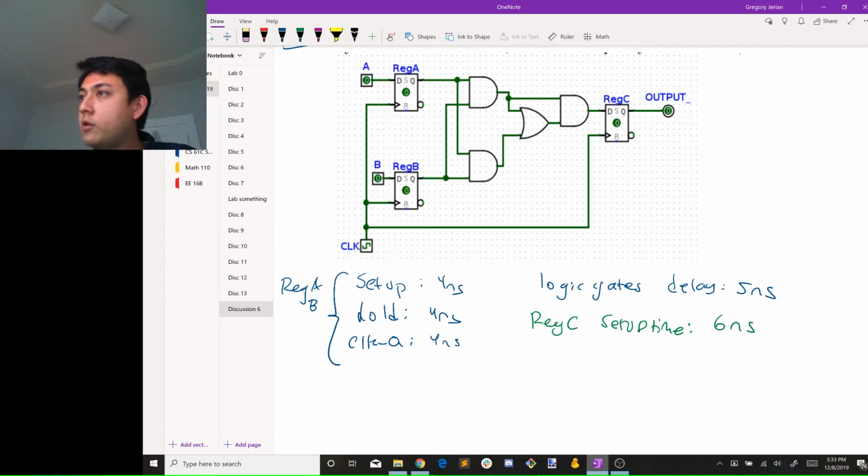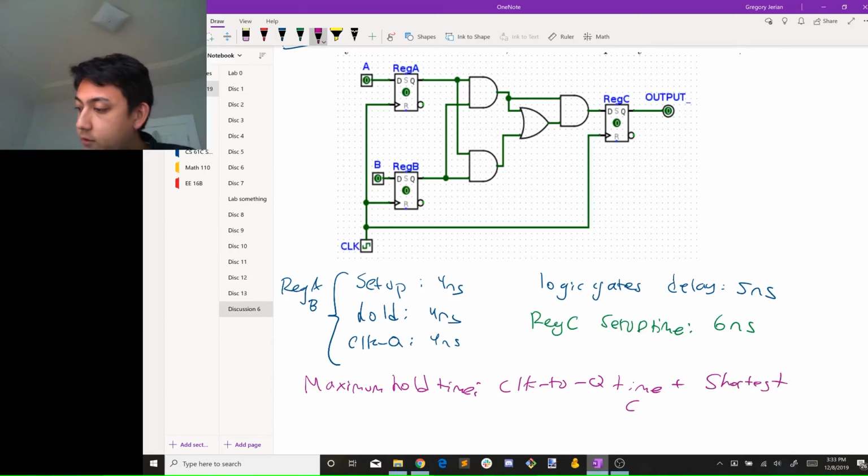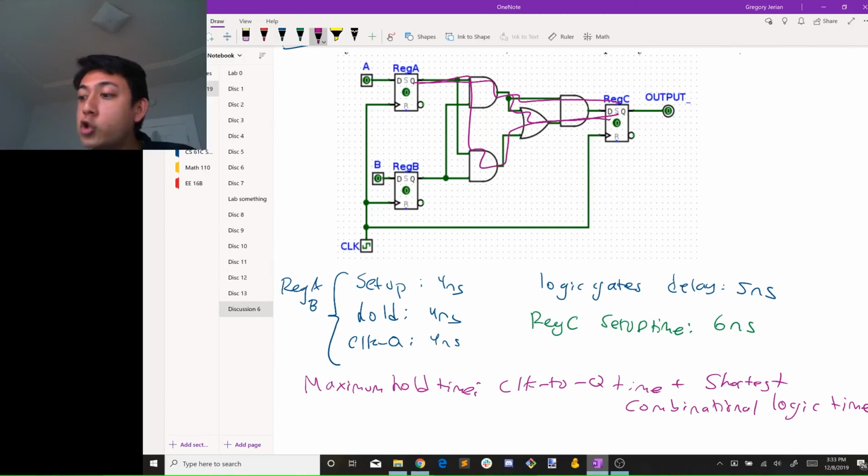Okay. So some formulas that might be helpful are that the maximum hold time for a register is the clock to queue time plus the shortest combinational logic time. Now, what does this mean? It means that if there's more than one path through a circuit, we're going to find the one that costs the least amount of time. So, for example, if we could go from register A to register C like this, or like this, or like this, we have to find the shortest of those three paths in order to find our shortest combinational logic time.